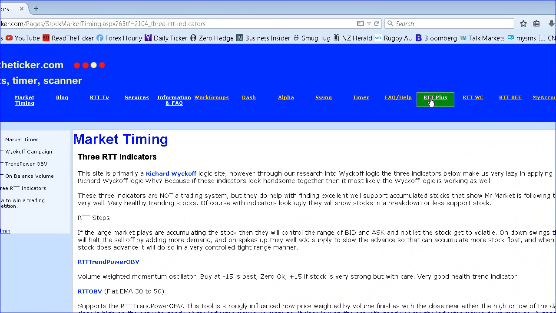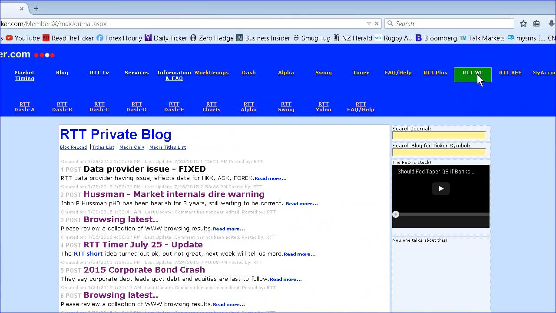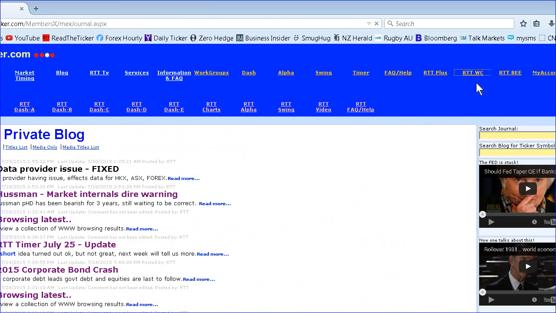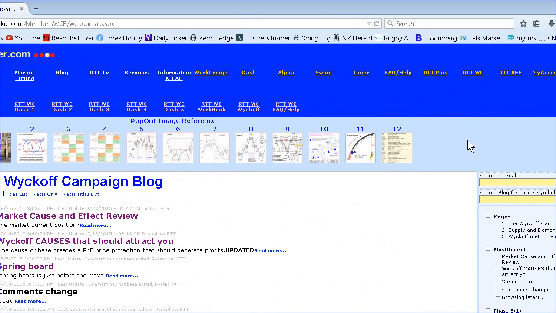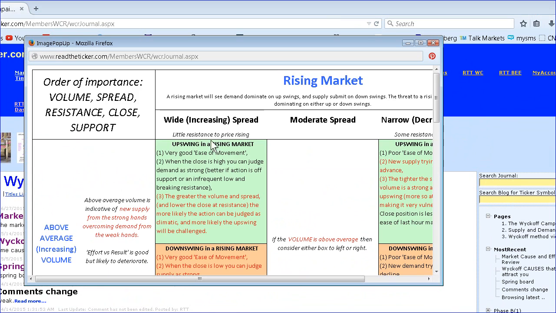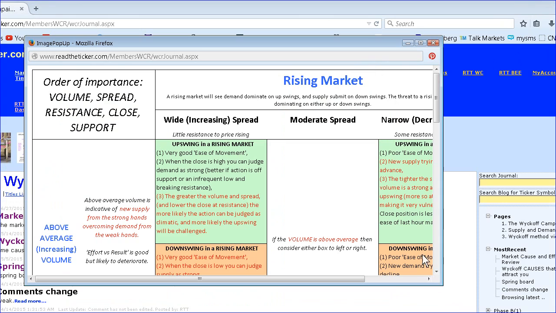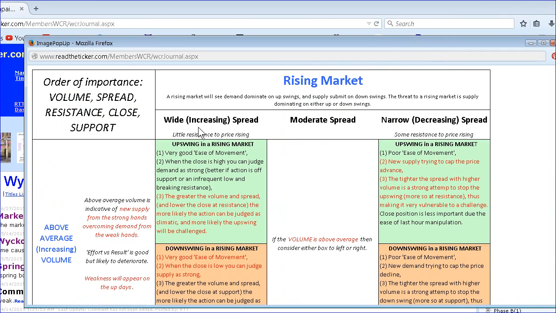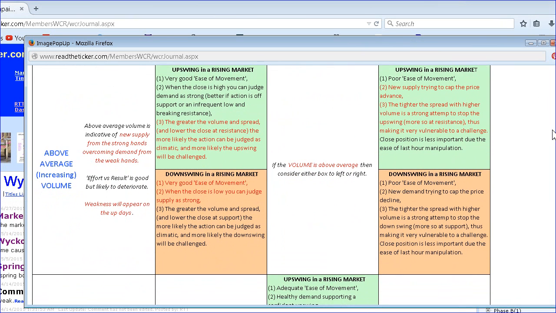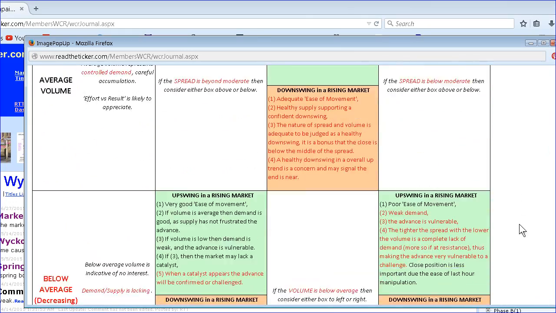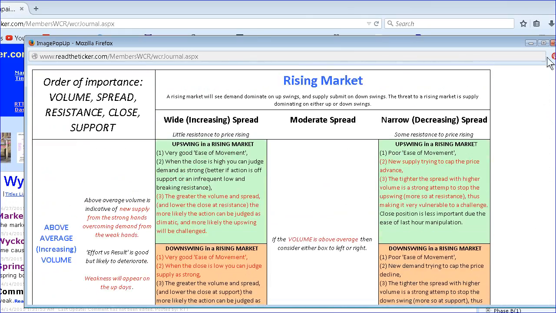when you have a membership to that, you get access to RTT WC or RTT Wyckoff campaign. And within the RTT Wyckoff campaign, you get access to our volume spread analysis, explaining different aspects of wide, moderate spread, narrow spread. The spread is the difference between the high and the low of the bar. You get wide spread or narrow spread bar, and then you can compare it to above average volume and below average volume, and get a feel of what's going on in the market.